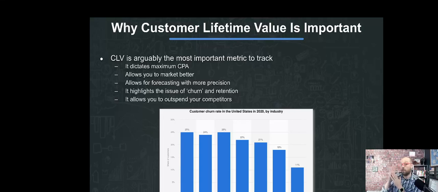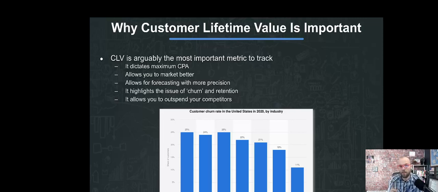It also allows you to forecast into the future with a degree of precision. It's not perfect, but it's a really good metric to hang your hat on once you've got a good 6 to 12 months of this data. And what it does is it allows you to highlight where you're getting churn and what your churn rate is and see what your retention is. This is super important, and I'll explain over the next few slides why.